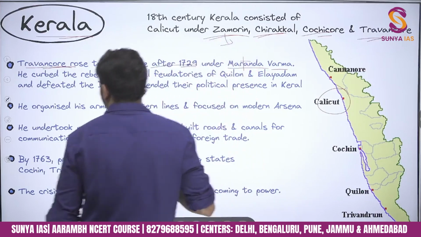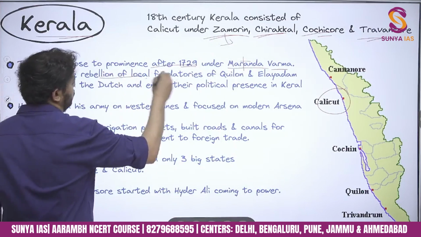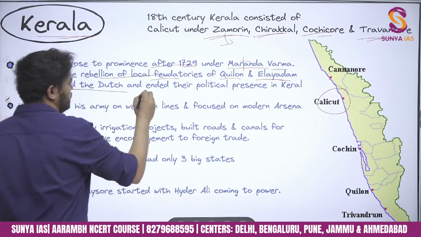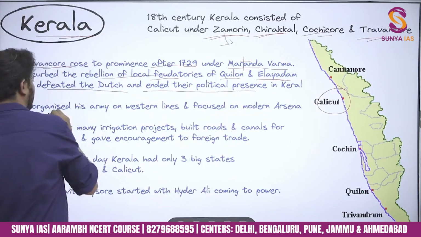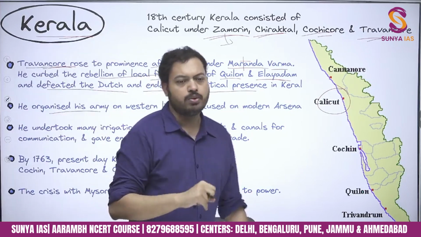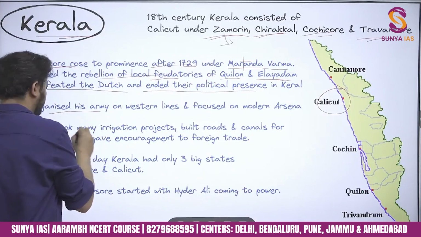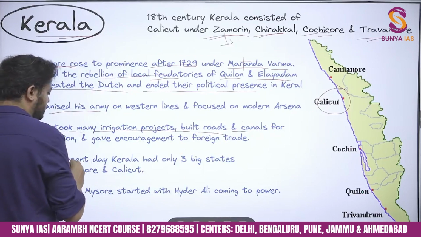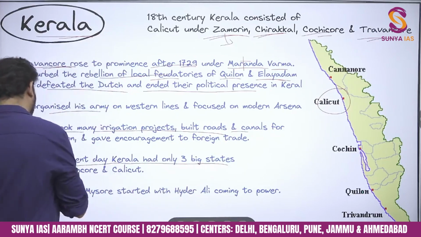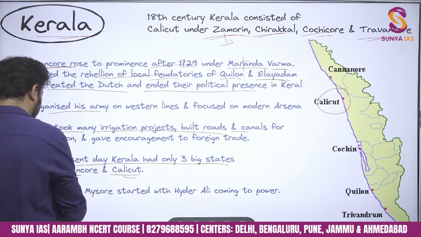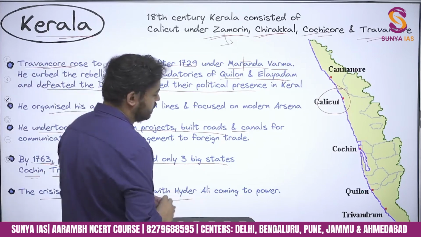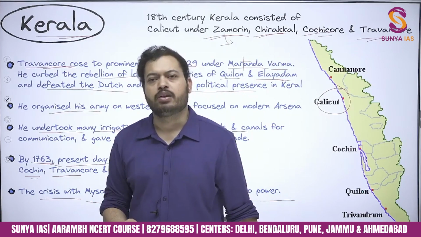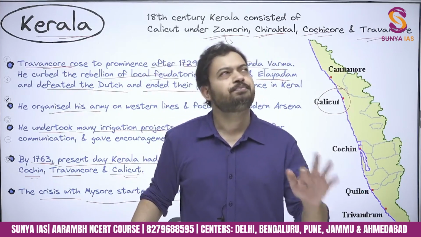Very soon Martand Verma ended the local rebellions of Quilon and Iliydam, and defeated the Dutch and ended their political presence in Kerala. He organized his army on Western lines, and he undertook many irrigation projects. He did a lot of social level work. In 1763, present-day Kerala had only three big states: Cochin, Travancore, and Calicut. The crisis with Mysore started with Hyder Ali coming to power, and you will see this when we talk again about the Anglo-Mysore struggle.